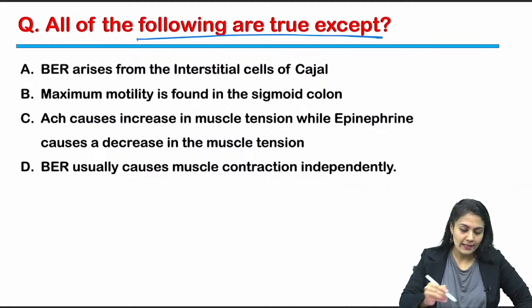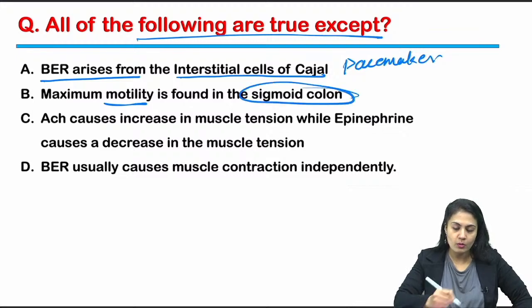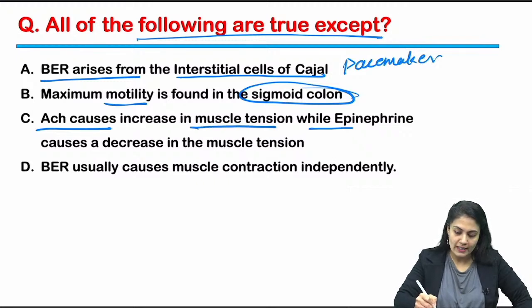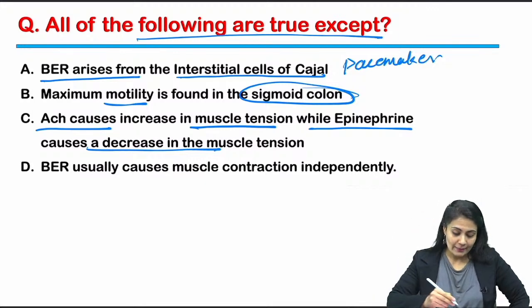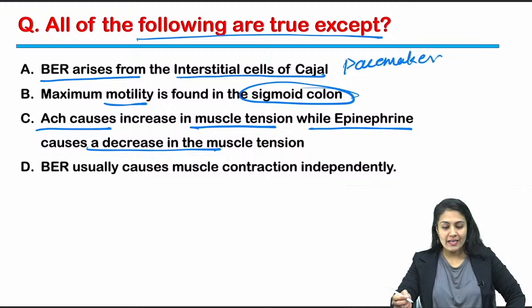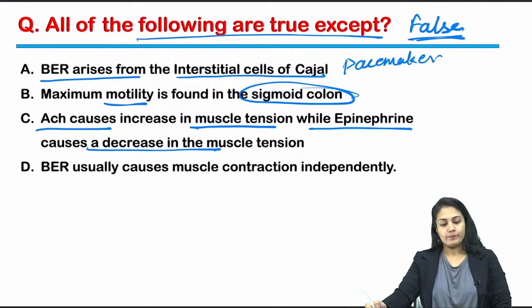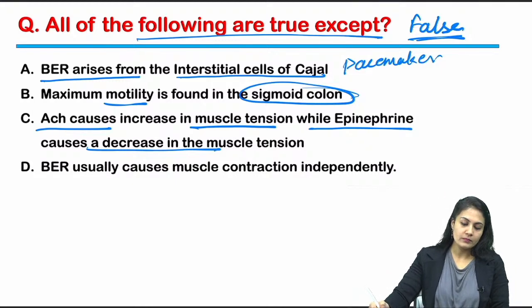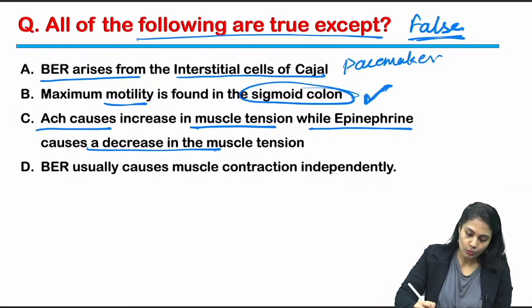All of the following are true except: BER arises from interstitial cells of Cajal. That's true. It is the pacemaker. That's true. Maximum motility is found in sigmoid colon. Is it true or not? Acetylcholine causes increase in the muscle tension while epinephrine causes decrease in the muscle tension in the GIT. BER usually causes muscle contraction independently. True except, that means we have to find out false. False. Now understand, maximum motility is found in sigmoid colon. That is also true, right?